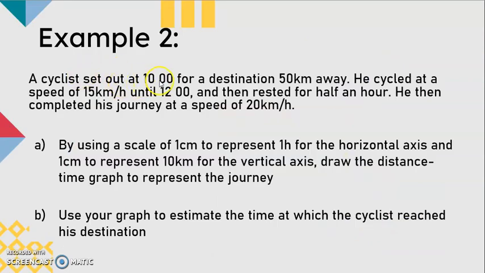A cyclist set out at 10 for a destination 50 km away. He cycled at a speed of 15 km per hour until 12 and then rested for half an hour. He then completed his journey at a speed of 20 km per hour. By using a scale of 1 cm to represent 1 hour and 1 cm to represent 10 km for the vertical, draw the distance time graph to represent the journey. Second, use your graph to estimate the time at which the cyclist reached his destination.